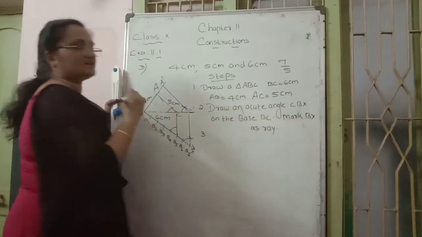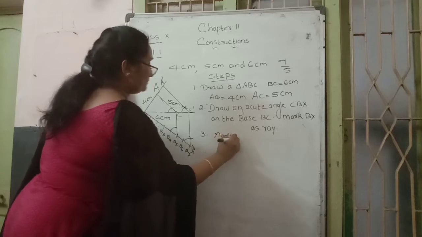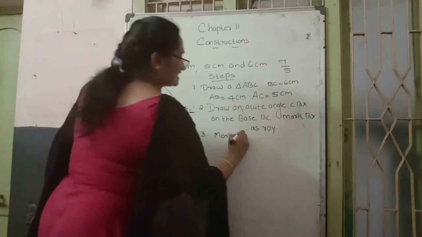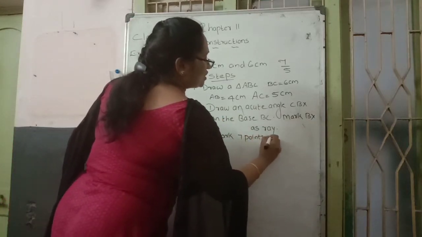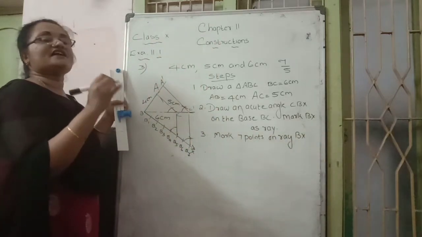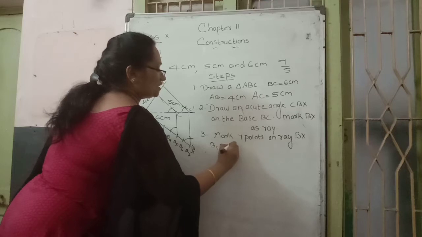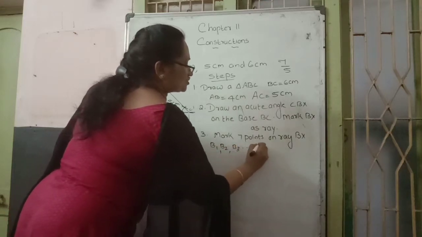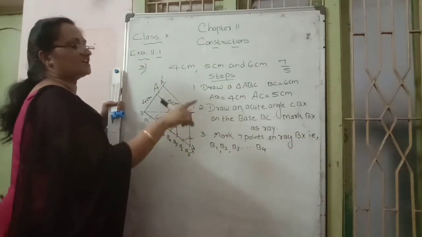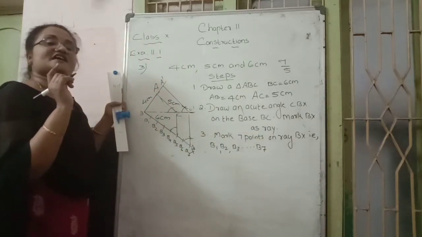Then the third step: just join. Then next mark. How many points on the BX line? 7 points. Mark 7 points on ray BX. In which way are we marking? B1, B2, B3, B4, etc. up to B7. Up to B7 points are marked there.